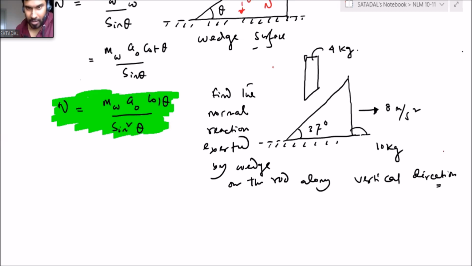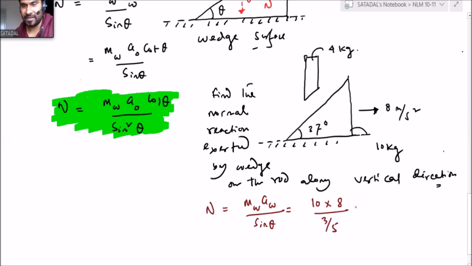So we got normal reaction N is equal to MW AW by sine theta. That's what we got earlier. So MW is how much? 10 into AW is given to be 8, divided by 3 by 5. So we are getting 400 by 3 Newton. Right? Correct only, no?